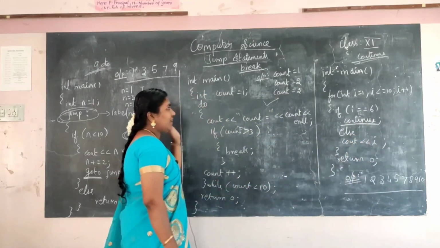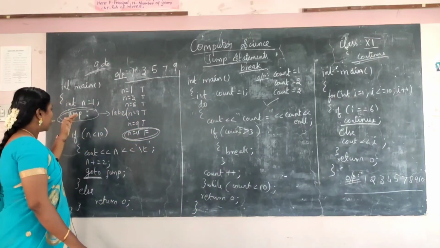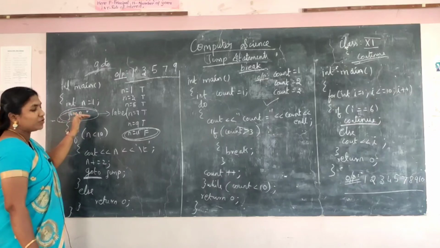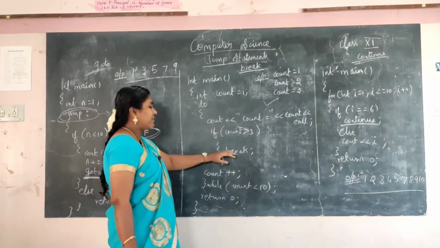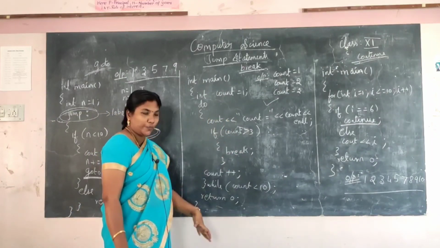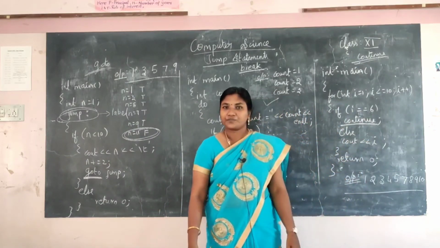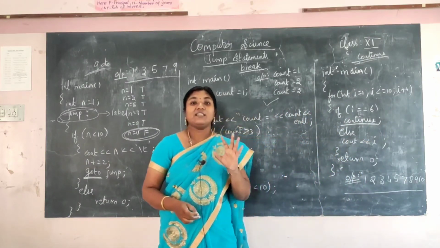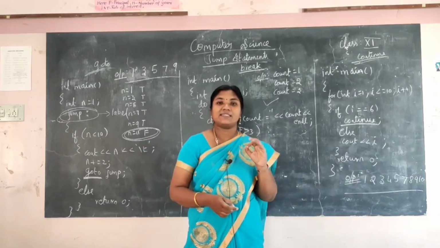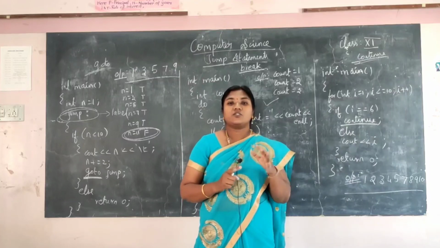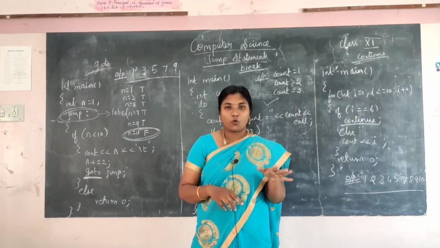So I think you are clear with the 3 examples. In the goto statement we have goto label and it will jump to that statement. With break it will just terminate the loop and with continue it will move to the next iteration. Okay, so these are the 3 jump statements supported by C++: goto, break and continue. Clear? So with this the chapter gets over.